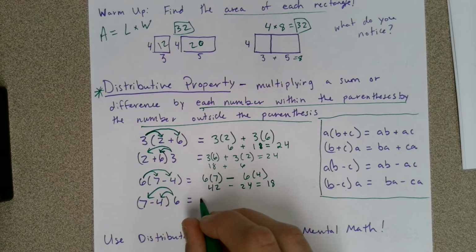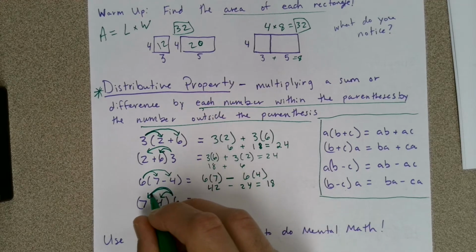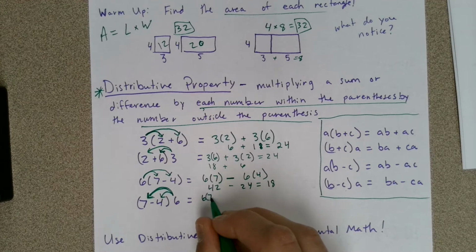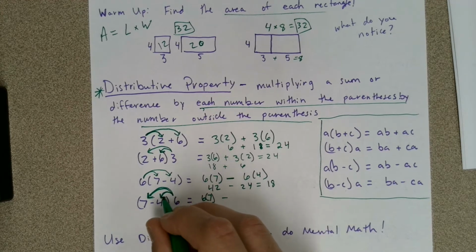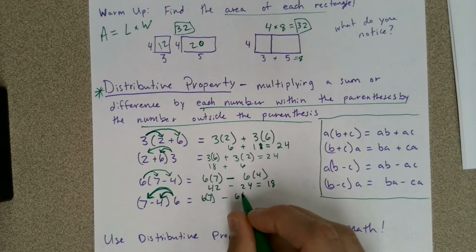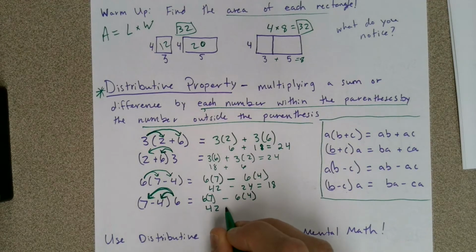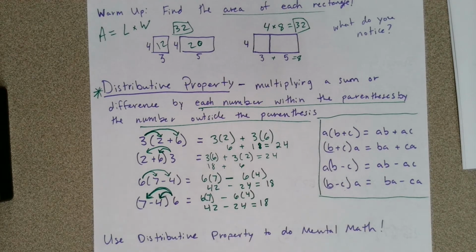Multiply our 6 times 4. Let me make sure I'm doing this right. First we have our 6 times 7 minus 6 times 4, 42 minus 24 equals 18.